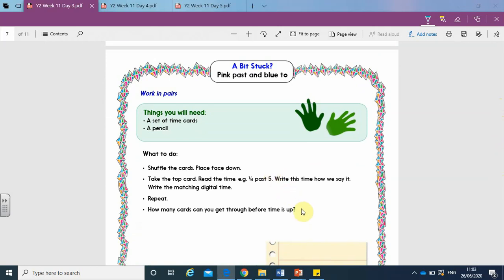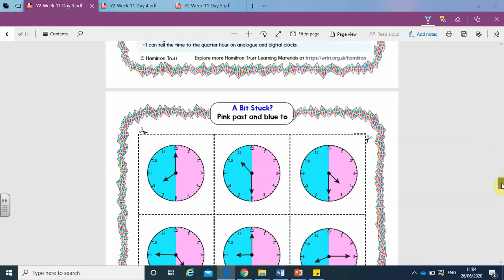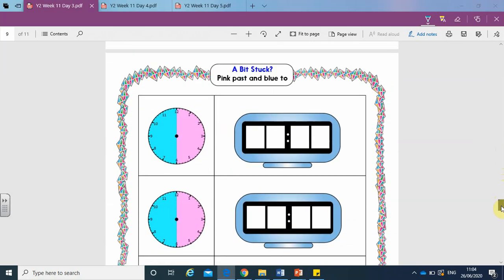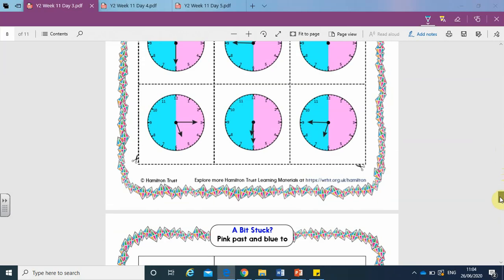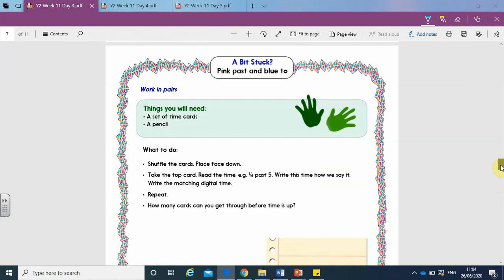If you're stuck, you've got the games to play that we played. We could play the Go Fish one where you turn them over and try and match them, or you can play the Dominoes one, or you could do this one where you're working with your parents or your brother or your sister, putting the cards face down, read the time, and find the matching digital time. You can write the matching digital time on there. I'm not going to go through all of those, but you can play those games. The instructions are there if you're stuck.